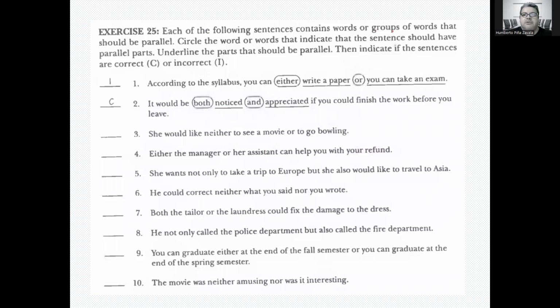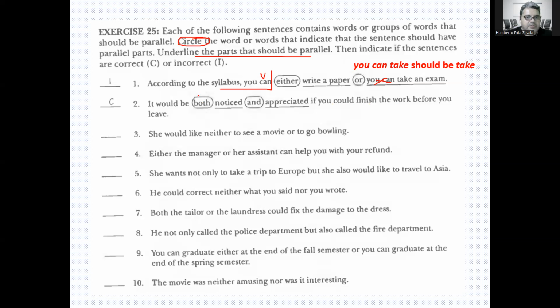Each of the following sentences contains words that should be parallel. Circle the words that indicate that the sentence should have parallel parts. Underline the parts that should be parallel. Then let's check if it's correct or incorrect. According to the syllabus, you can either write a paper or you can take an exam. Here you got the verb, you can. So after this it's going to be either write a paper or take an exam. The pair conjunctions are fine, either or, but it should not be can take, but take an exam.